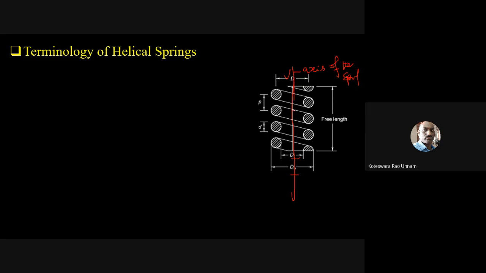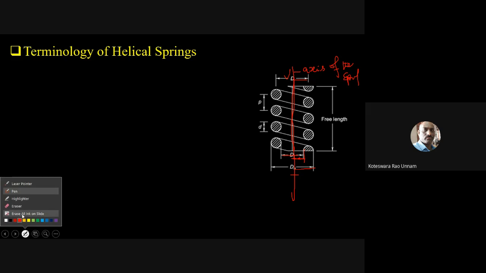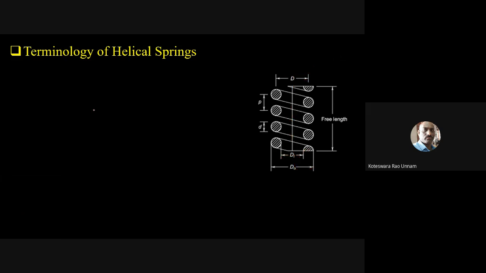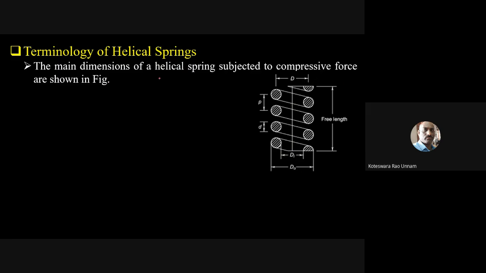So if this is DI, then the distance from the axis to this point I can call RI, and this is RO, and this is R. In that, DI is known as the inside diameter of the spring. The main dimensions of the helical spring subjected to compressive forces are shown in the figure. Like I already mentioned, even though we are discussing only springs subjected to a compressive force, these parameters are applicable for tension springs also.